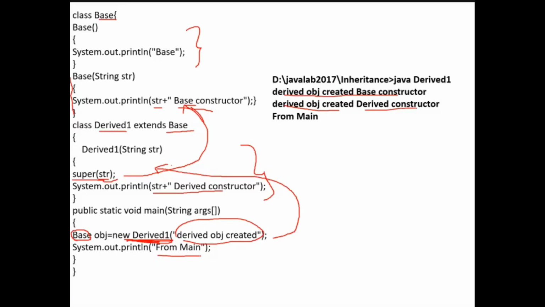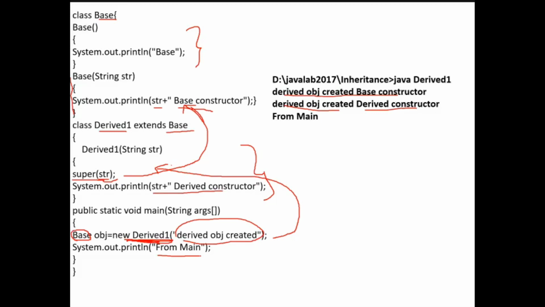Understood or not? Say yes or no. To explicitly call the base class parameterized constructor, we have to use the keyword super. Understood? Okay, ma'am. Yes, ma'am.